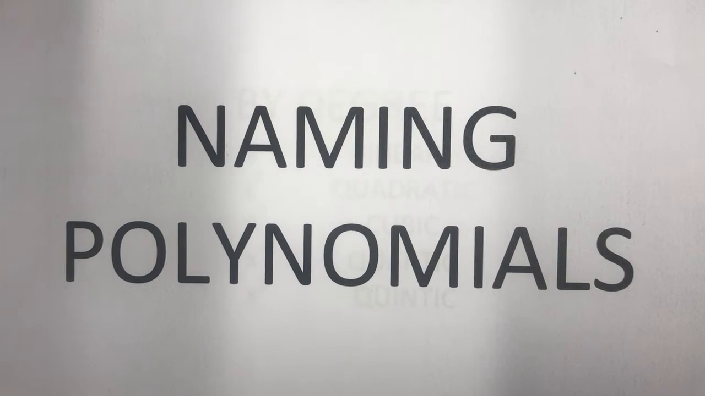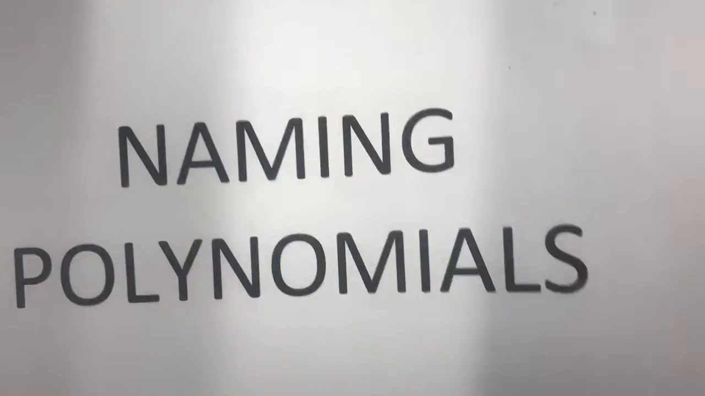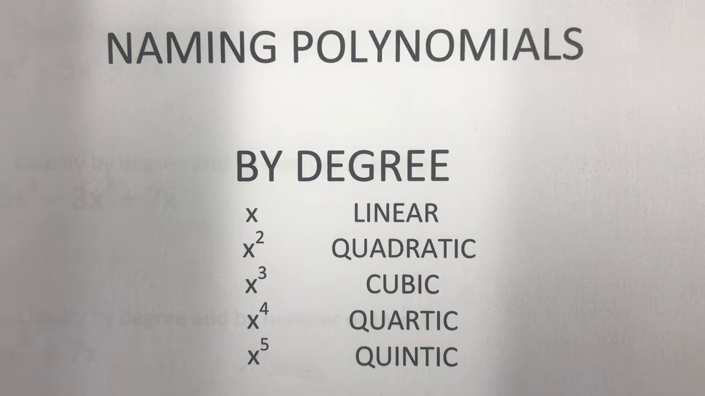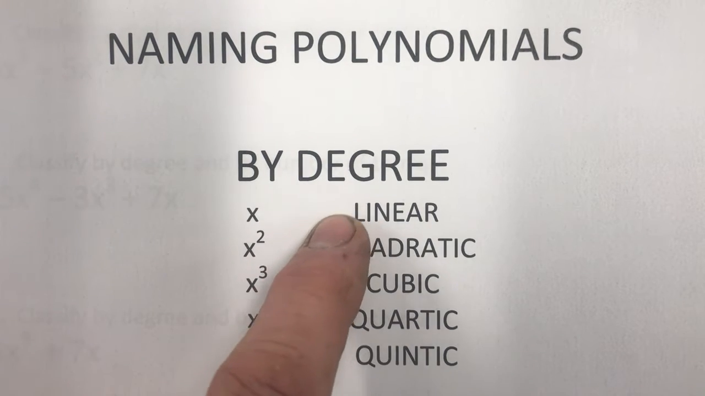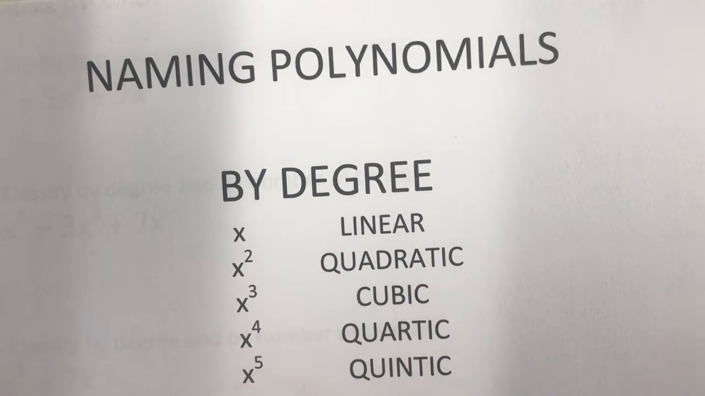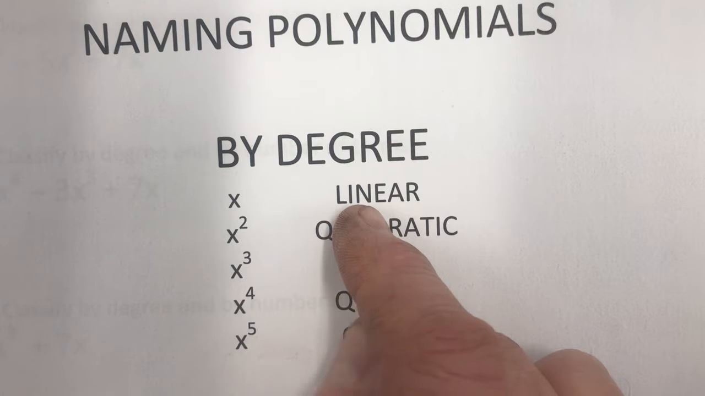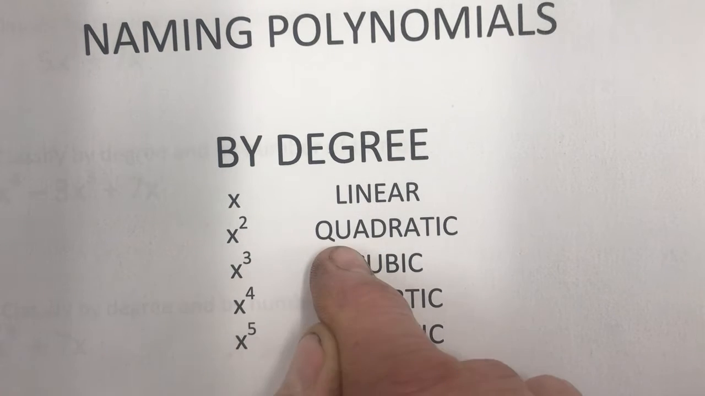All right, today we're looking at naming polynomials. This is pretty simple, but when you name polynomials, there's two ways you can name them. One, you can name them by the degree. So you can see there, if your highest degree is x, then it's linear. If your highest degree is x squared, that's quadratic.